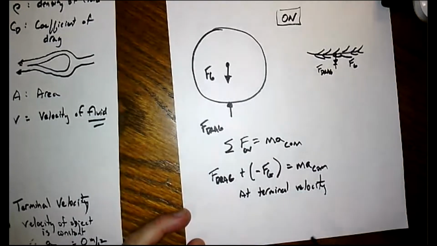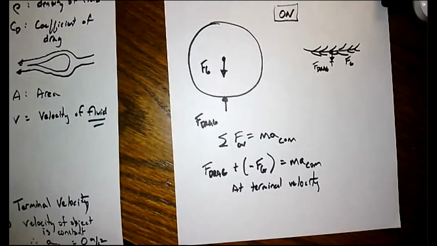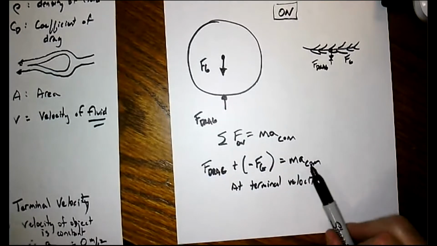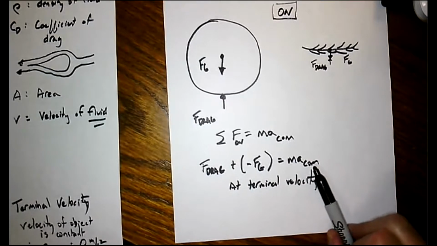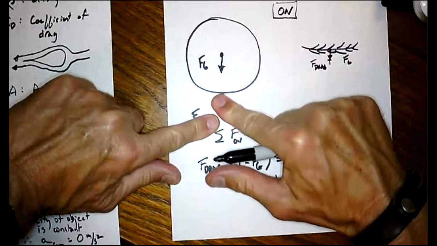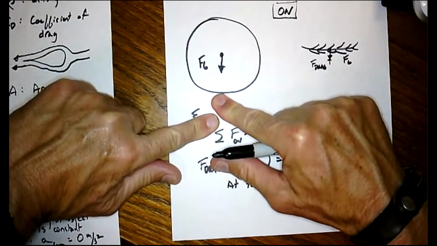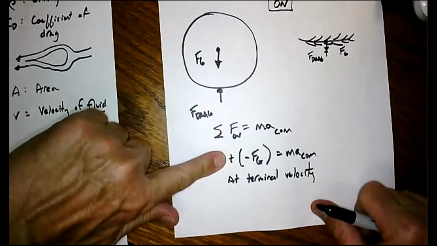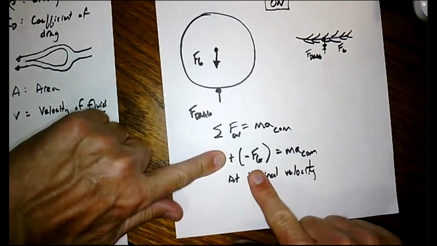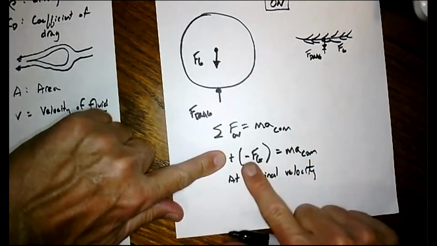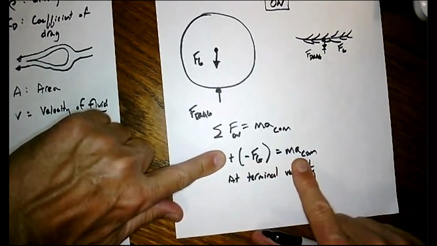Let's derive the equation to determine how fast the object's going to be going at terminal velocity. At terminal velocity, a of the center of mass is 0, okay? Because remember, if we don't have drag force, the center of mass is going to accelerate at negative 9.8 meters per second squared. That's because there's no drag force here. The gravity is pulling on the object, and that a ends up being a negative 9.8 meters per second squared.